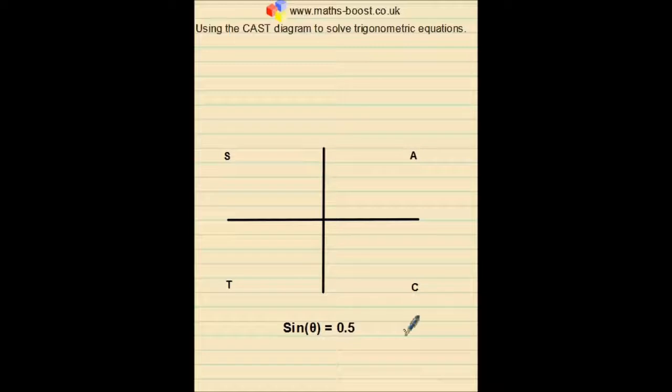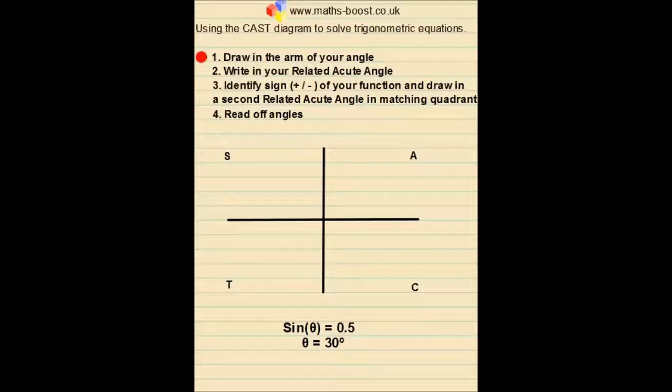So now I've explained the important background information, let's use the CAST method to find all solutions to sine theta equals 0.5. We use our calculator to find an answer. Theta equals 30 degrees, but this is only one potential solution. Step 1, we draw in the arm of our angle, in this case 30 degrees. Step 2, write in the related acute angle.